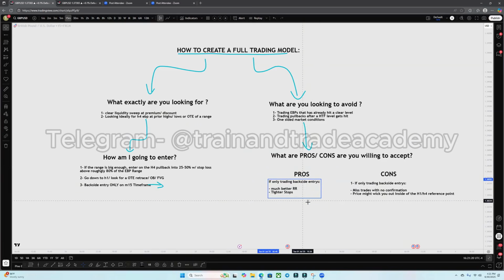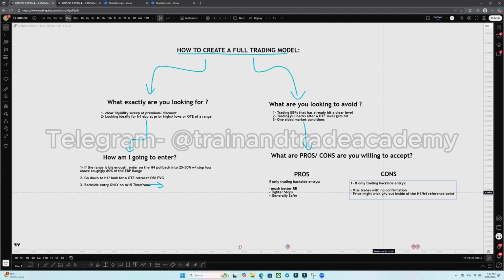Again, you don't want to make this too long, because you just want to name the most obvious pros and cons, right? If you're only trading the backside entries, you're going to get a much better risk reward, tighter stops, and it's generally, quote unquote, safer, right? Generally safer. Now, again, some people will argue this or not, but whatever.